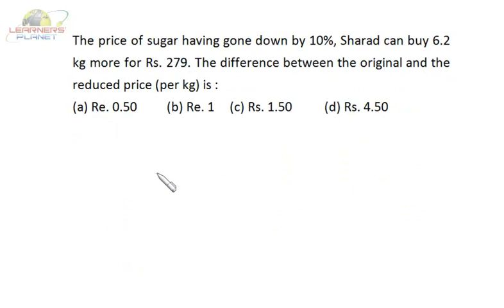Now try to understand this logic. The difference in price is 10% and the difference in quantity is 6.2. Okay, that means suppose the total quantity is X, the difference in price is 0.1, that is 10%, which is equivalent to the difference in quantity, 6.2 kilogram. That means X is equal to 62 kilogram.